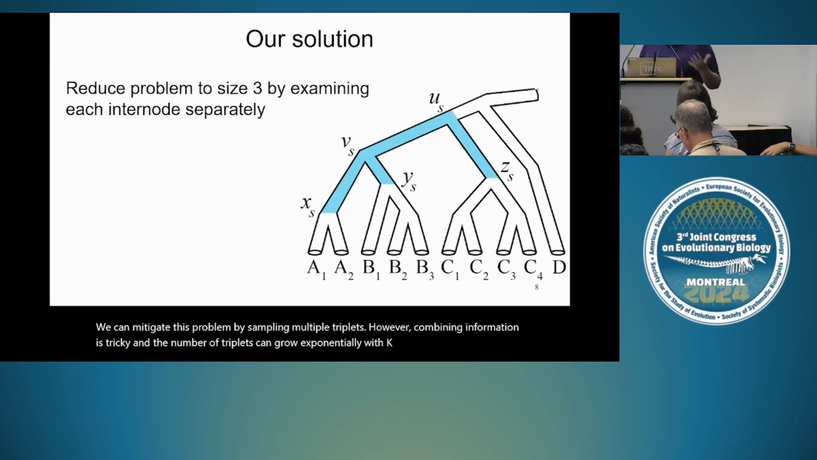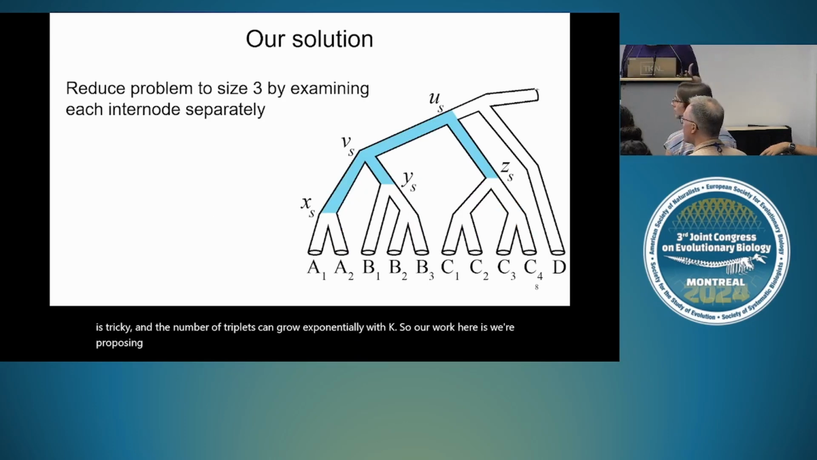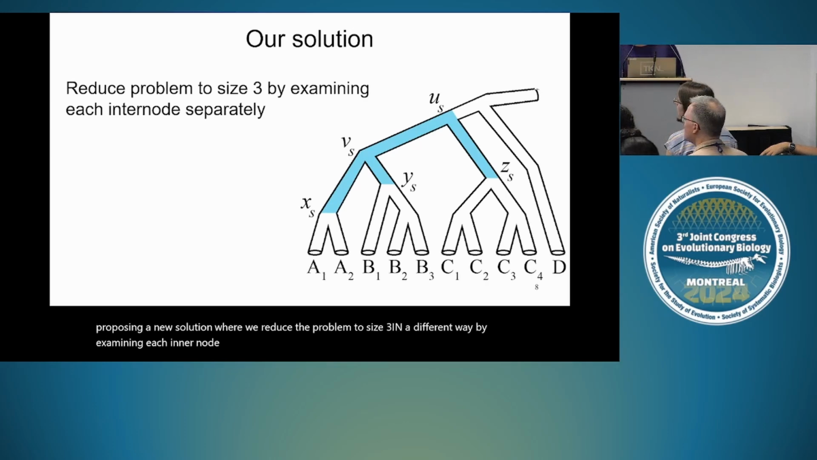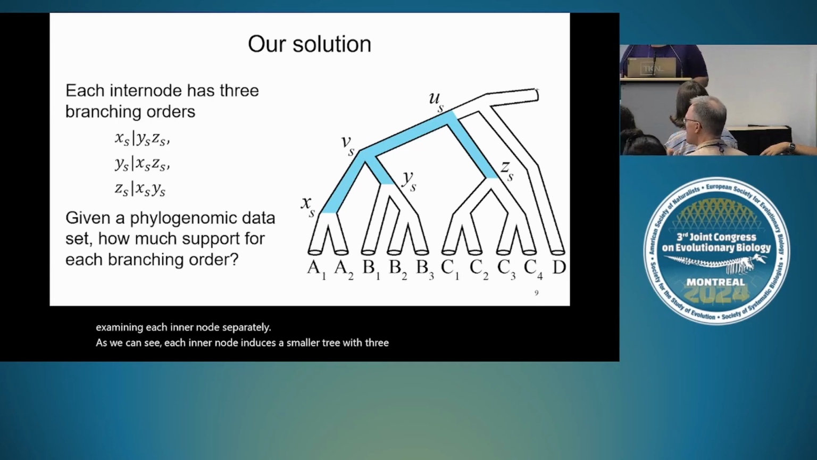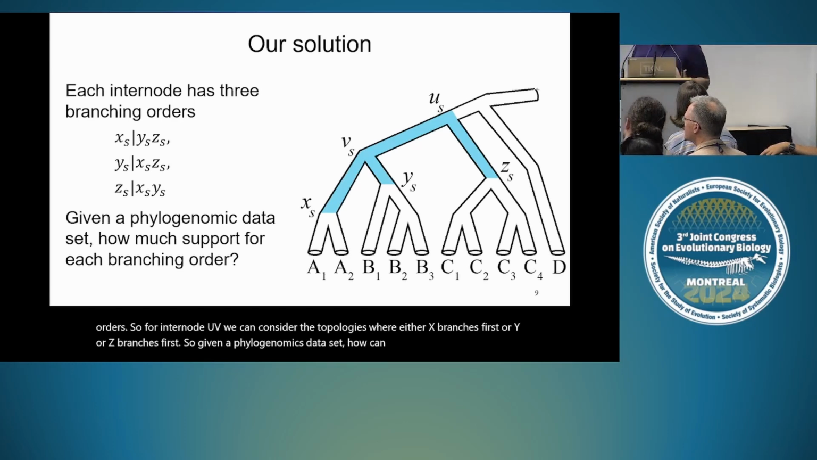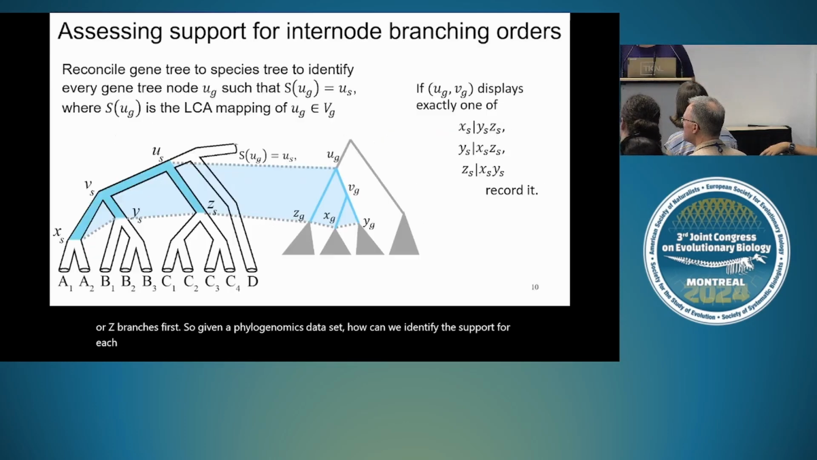However, combining information is tricky, and the number of triplets can grow exponentially with K. So in our work we're proposing a new solution where we reduce the problem to size 3 in a different way, by examining each internode separately. As we can see, each internode induces a smaller tree with 3 leaves and 3 branching orders. For internode UV, we can consider the topologies where either X branches first, or Y, or Z branches first. So given a phylogenomics data set, how can we identify the support for each branching order?